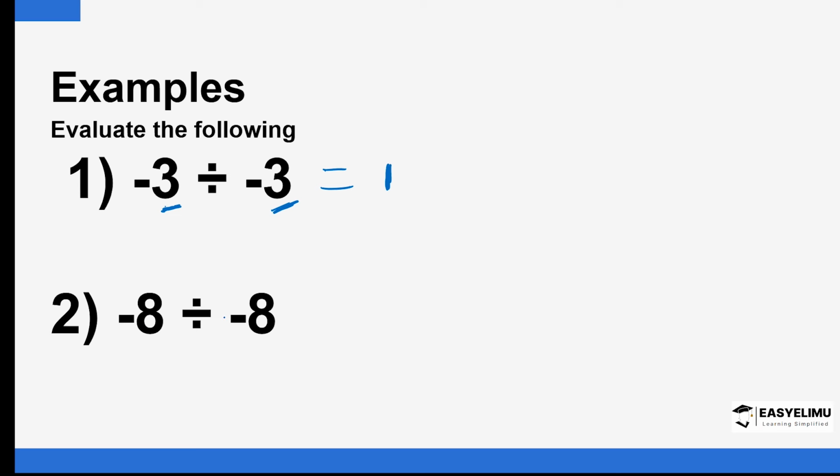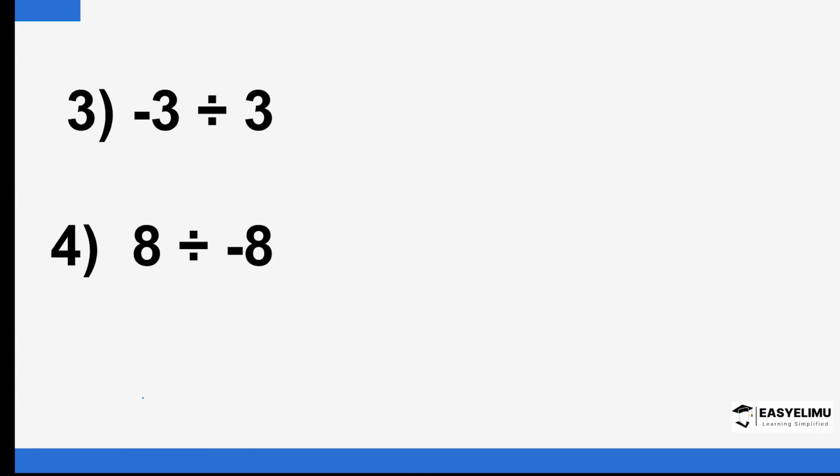The same applies to number 2 here. We have 8 divided by 8, 1 again. Are the signs different? No, the signs are the same. So because we have the same signs, negative and negative, the answer is supposed to be positive. Yes, so that is how we do that part.